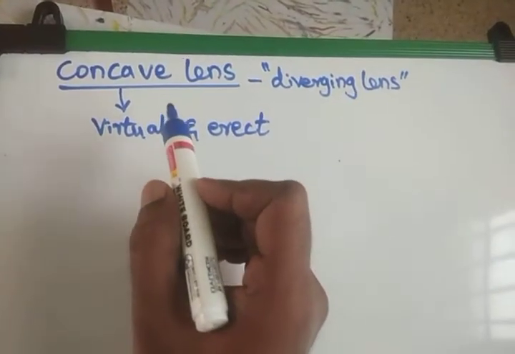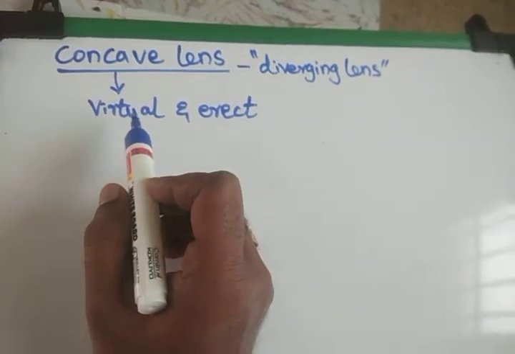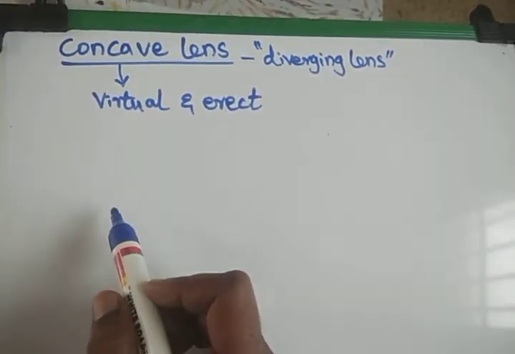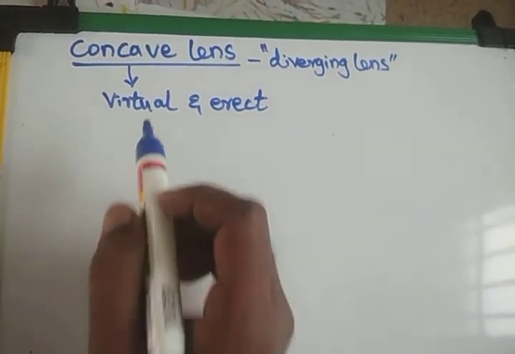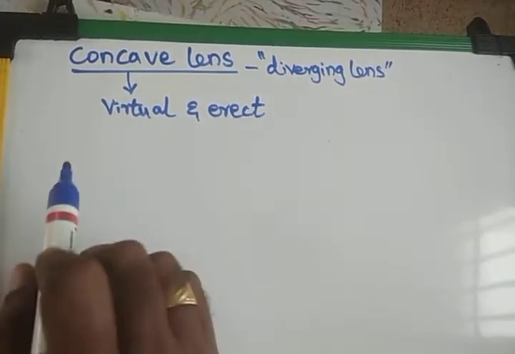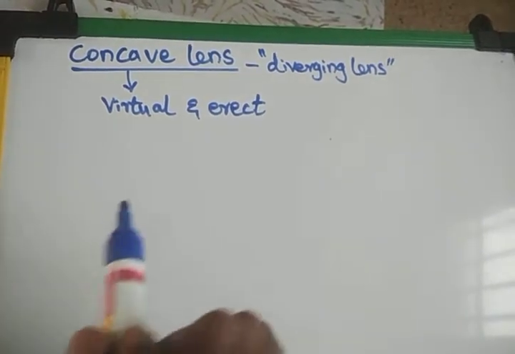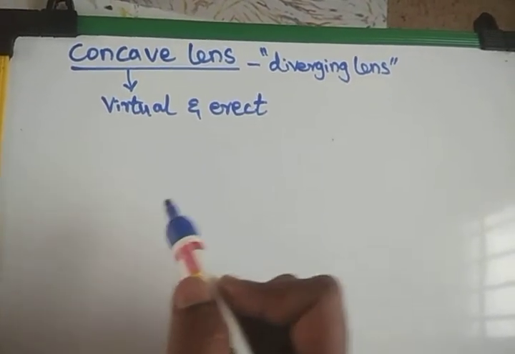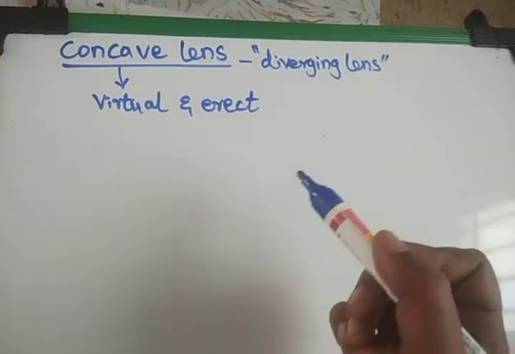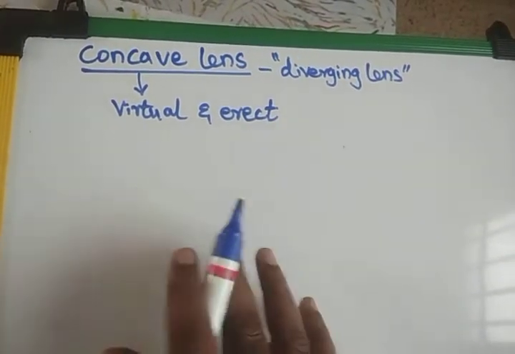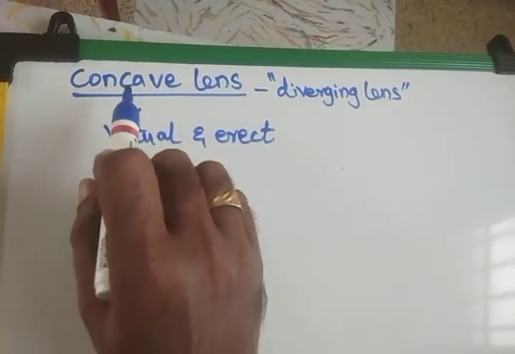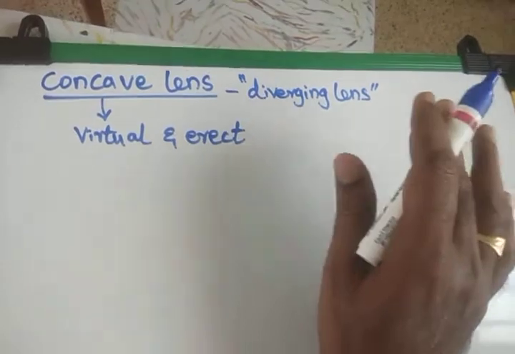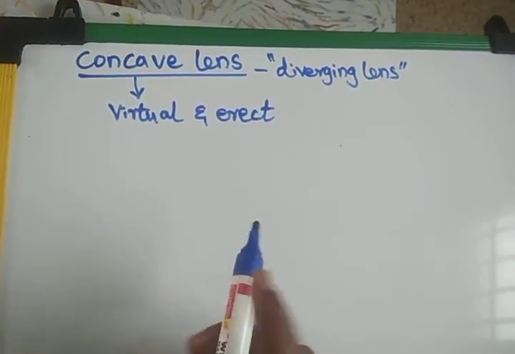Similarly, the image produced by the concave lens is virtual, like what is formed in a plane mirror. In mirrors, the converging concave mirror produces a real and inverted image, and the convex mirror produces a virtual and erect image. So very simple, students: concave lens means virtual and erect. Diverging means virtual and erect image.